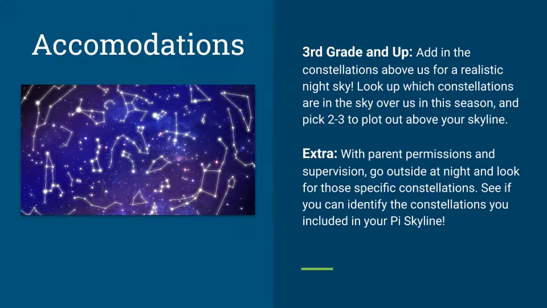Want to add more to your creation? You can add the constellations above us for a realistic night sky. Look up which constellations are in the sky over us in this season and pick 2 to 3 to plot out above your skyline. And if you want, with your parent permission and supervision, go outside at night and look for those specific constellations. See if you can identify the constellations you included in your pi skyline.